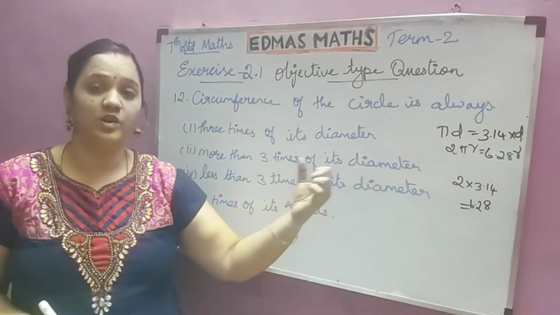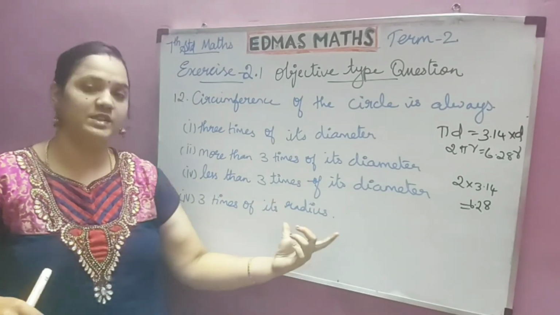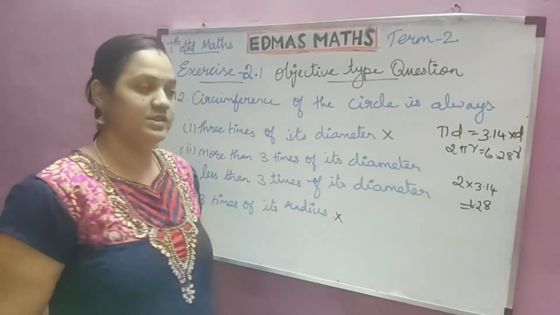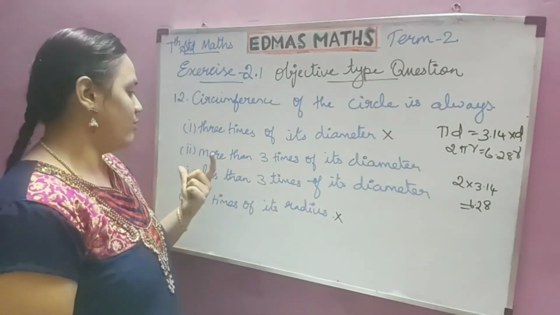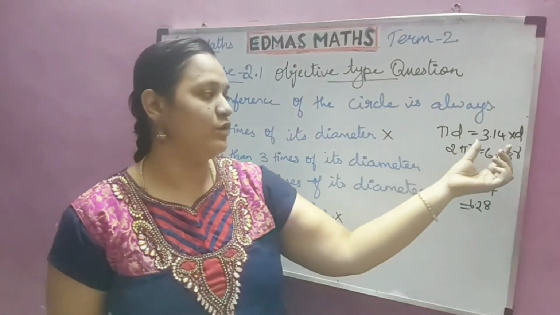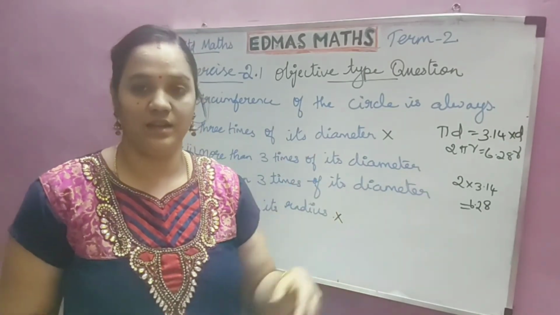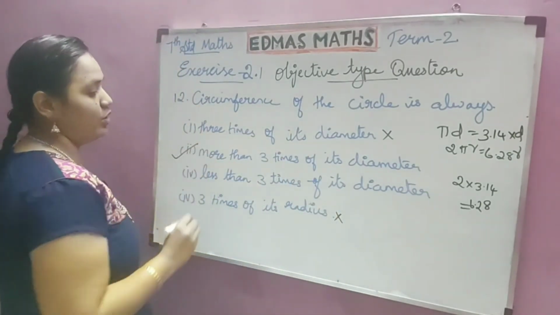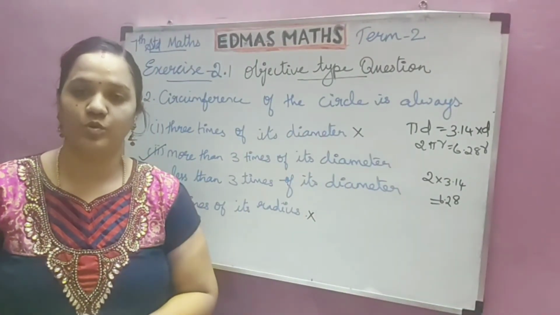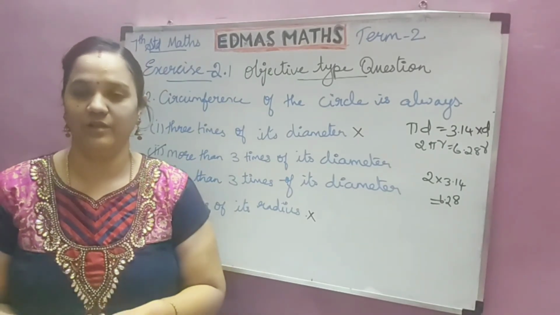We have more than 3 times its diameter, less than 3 times its diameter, 3 times its radius. 3 times its radius is wrong. 3 times its diameter is also wrong. Now we have more than 3 times its diameter and less than 3 times its diameter. Here the value of pi is 3.14, which is more than 3. So we can say the answer is more than 3 times its diameter. Up to this, your exercise 2.1 is over. So please work out all the problems and revise it.